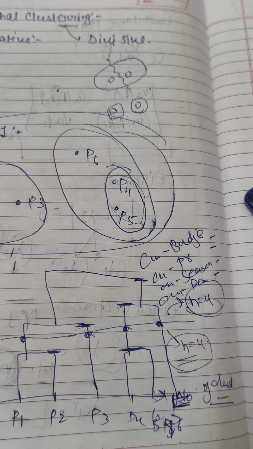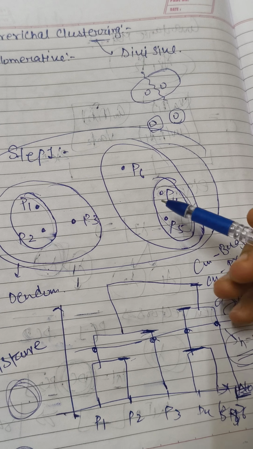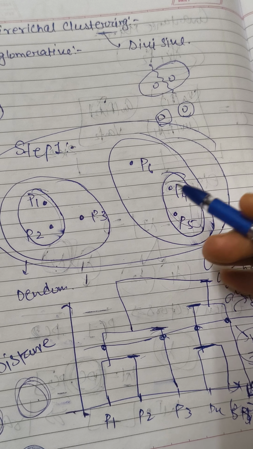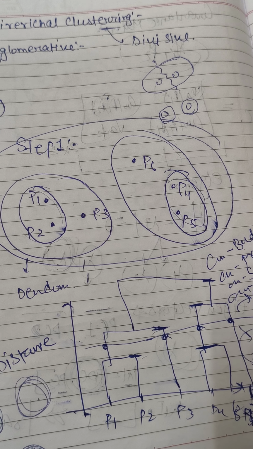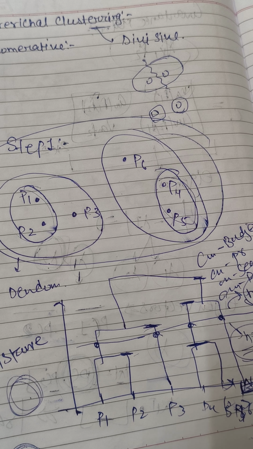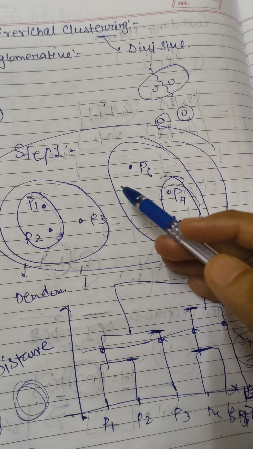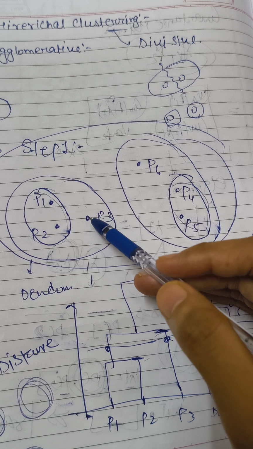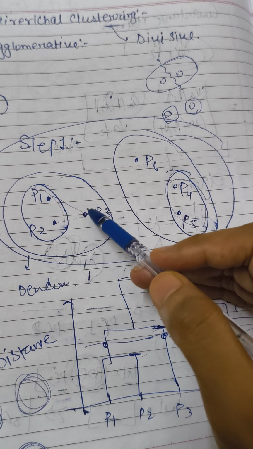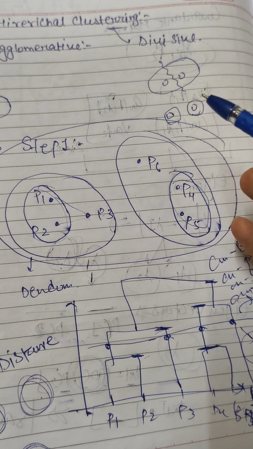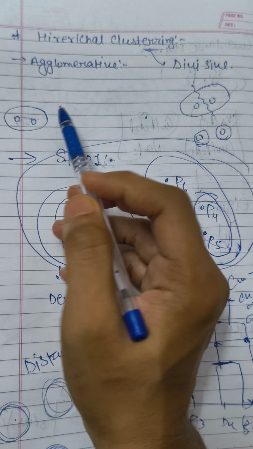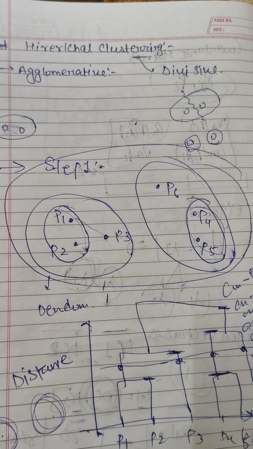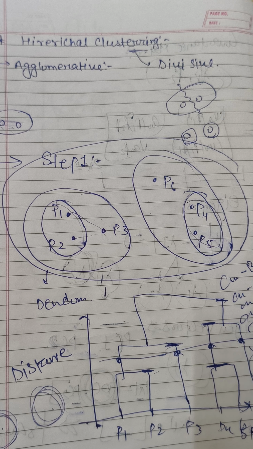Now let me tell you how the distances are measured. They are measured on the basis of some common distance measuring techniques which you must know: Euclidean, Manhattan and cosine. Here we are measuring the distance of this cluster from that cluster, or suppose I initially have only one-point clusters, the distance between these two is measured through the formula of Euclidean, Manhattan or cosine.